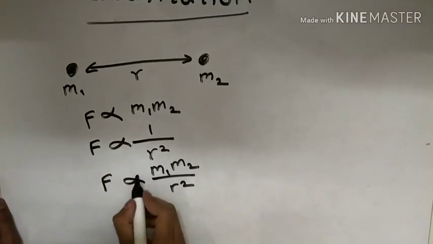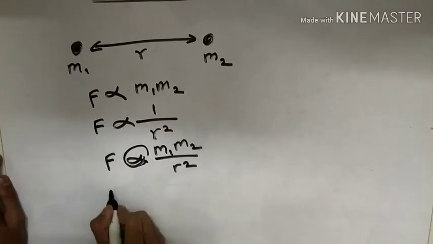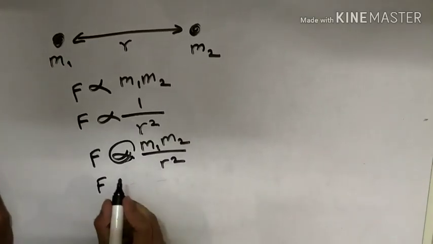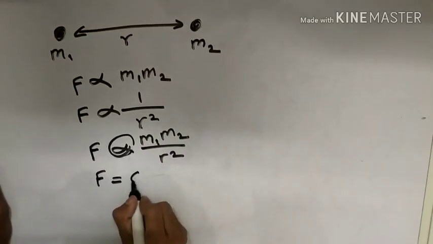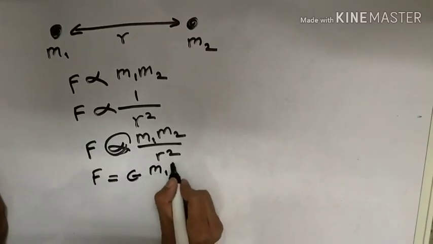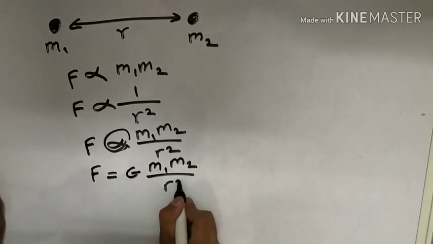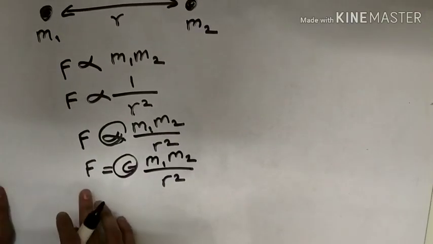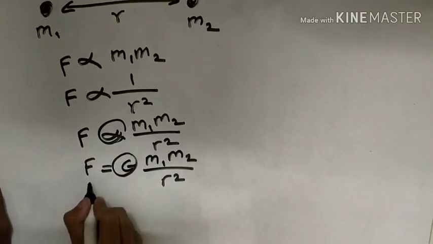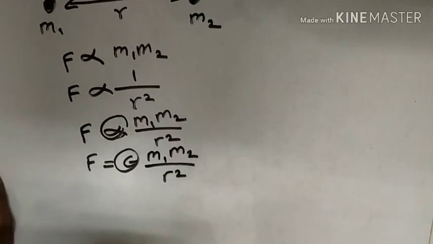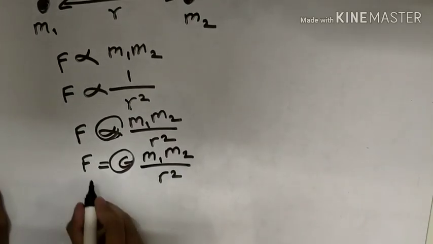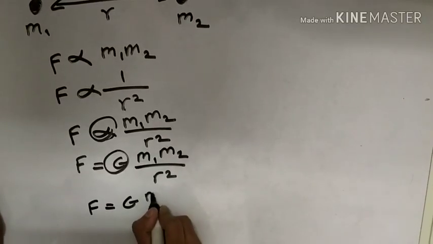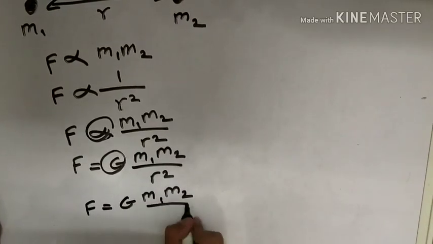To remove this proportionality sign, we introduce a proportionality constant called G. Thus, our equation becomes F is equal to G m1 m2 upon r square. We will talk about this G afterwards. So, the equation for gravitational force between any two objects becomes F is equal to G m1 into m2 upon r square.